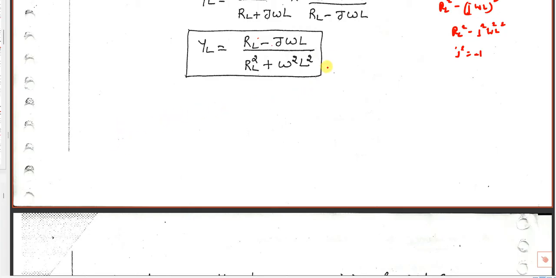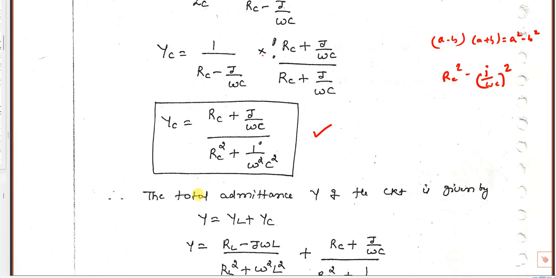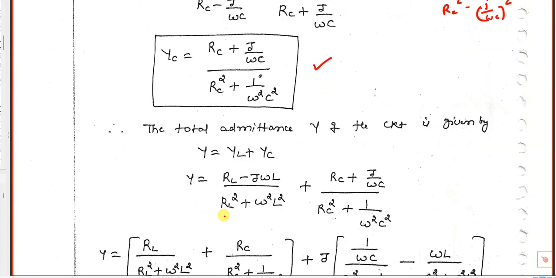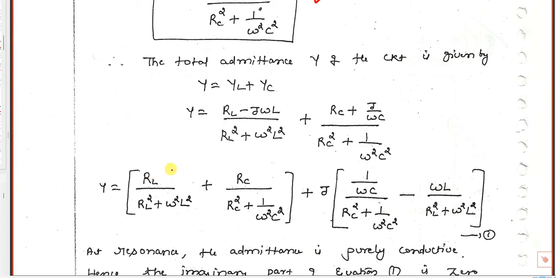For the individual parallel branches, the inductance branch admittance is this, and the capacitance branch admittance is this. Now the total admittance Y is given by adding both. The inductance branch and capacitance branch admittances, you have to add.